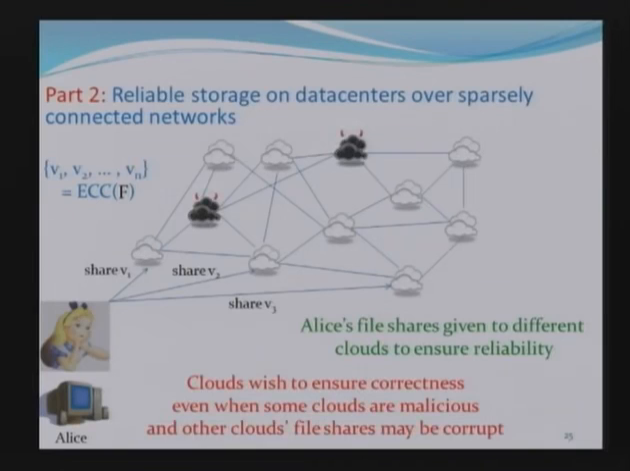Now, it may turn out that some of these servers may become corrupted, their files may become damaged, a lot of things could happen. And the clouds wish to ensure correctness of Alice's data, even when some of these clouds may be malicious or files may become corrupt. And they do not want to involve Alice every time in the process to ensure that whatever copy of Alice's file they have has been stored reliably. Okay?